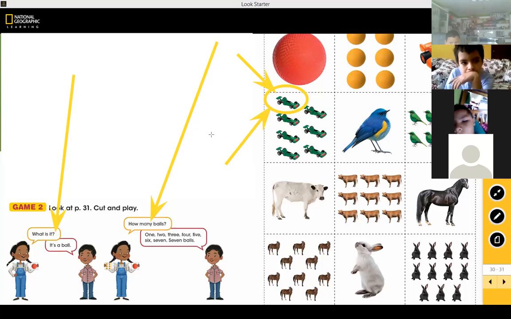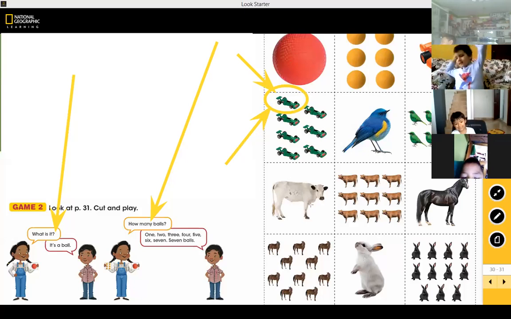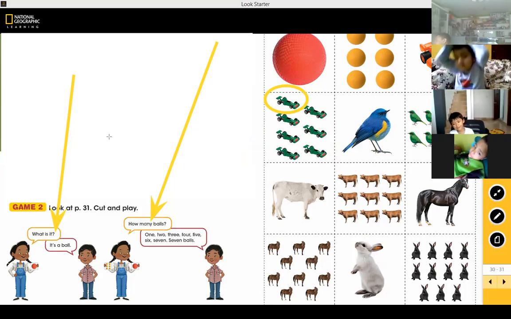It's a ball. It's a bird. It's a car. What is it? It's a ball. It's a bird. It's a car. What is it? It's a car. Excellent. Siguiente question, please.